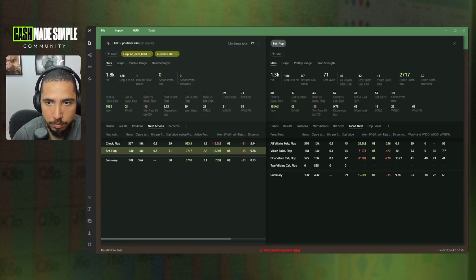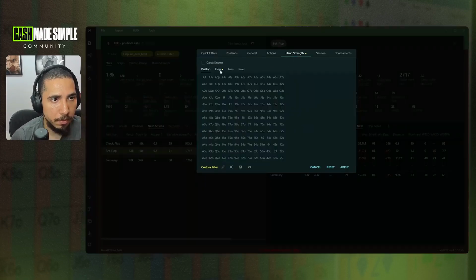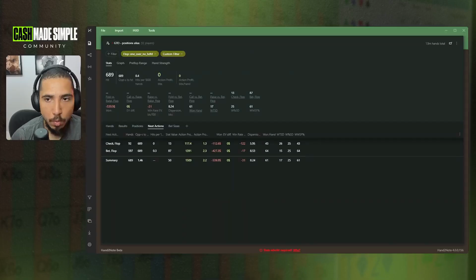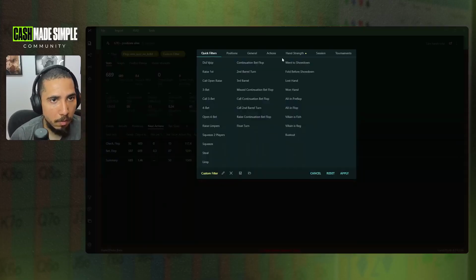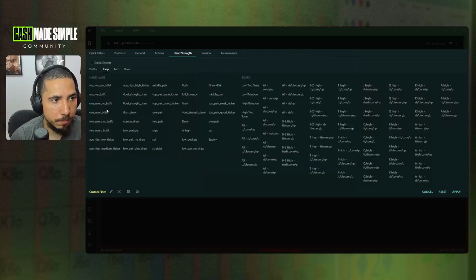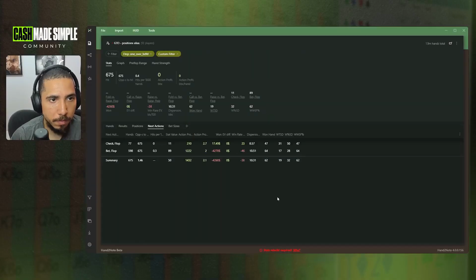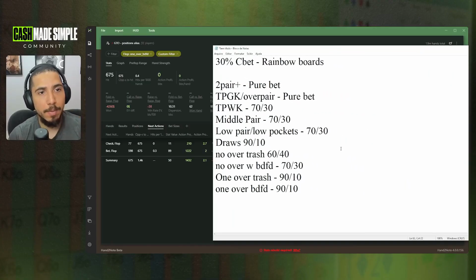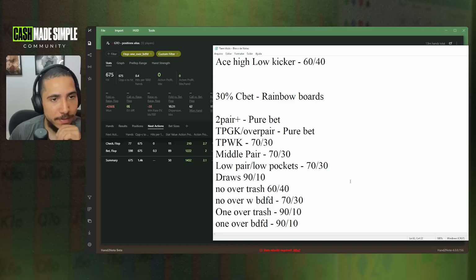So no over trash, 60-40. No over with backdoor flush draw, it's 70-30. A small difference there in terms of the betting frequency. 1 over trash, 90-10. And 1 over backdoor flush draw, 90-10 as well. So this is what we came up with after our investigations.